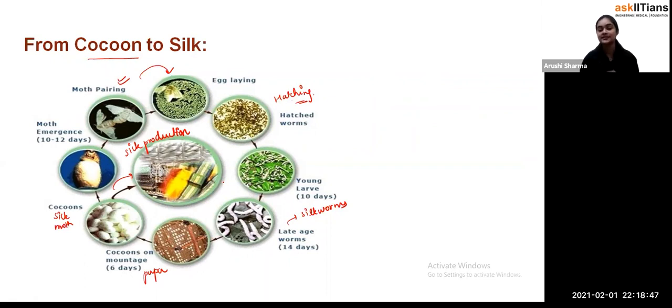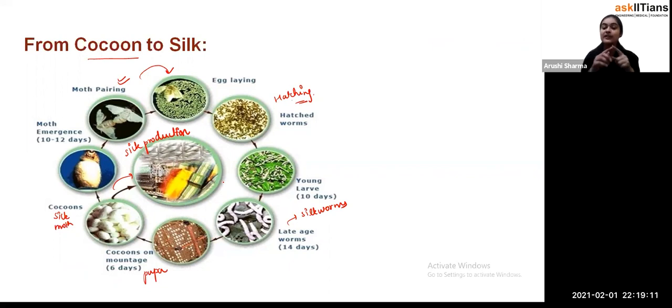Okay students, so that's how this whole process is done. First of all the moths will pair up, and after that there are eggs. Then the hatching process is done, then you get the young larva of small size, then they grow up by eating mulberry leaves, so that we get the large silkworm. That large silkworm starts forming the cocoon, like a net structure around itself. Inside that structure there is the pupa.